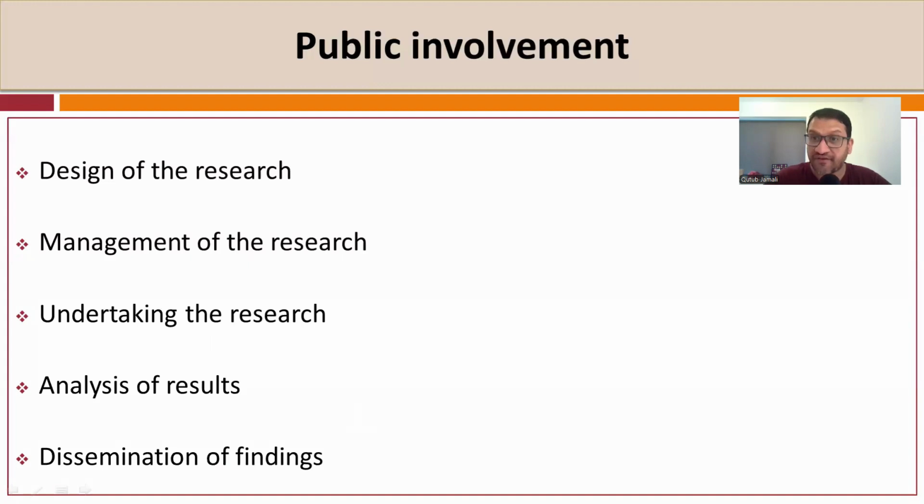And dissemination of findings. So you've collected the data, you've analyzed it, but then you want to share with people what your findings from the study were. So you can involve the public at every stage of your research. These are some of the examples, whether it comes to designing of the study, management of the study, undertaking the research, analysis of the results, and dissemination of your findings.